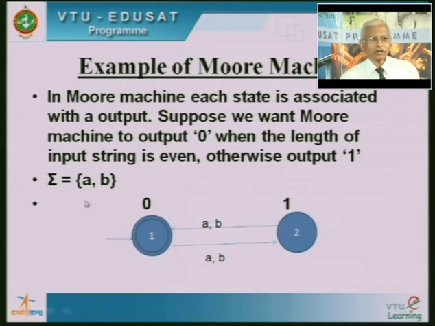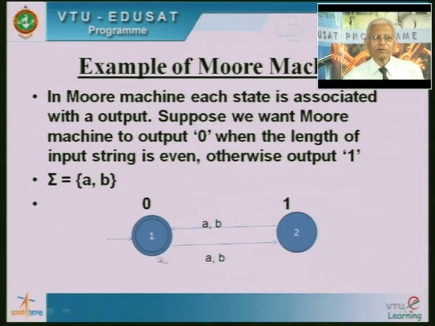Okay. So, here if it is even length, it should output 0, otherwise it should output 1. Sigma is {a, b}. It is a very simple problem, wherein if it is epsilon, which is even, then that state should output 0. For example, AA reaches state 0, which means AA is even, therefore it should output 0. For example, if it is only B, it reaches 2, then it is not even, so it should output 1.